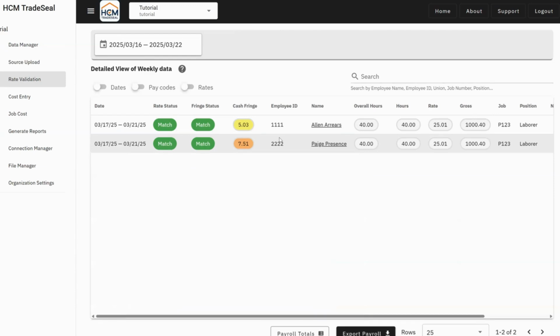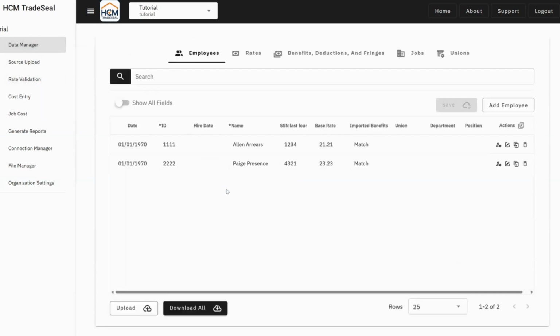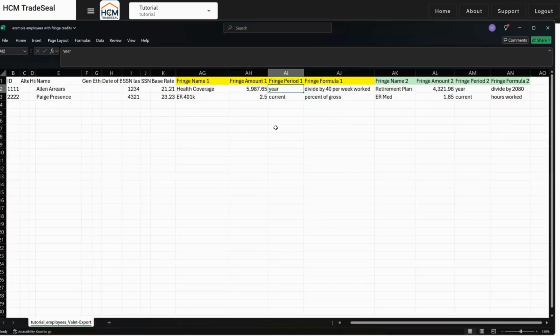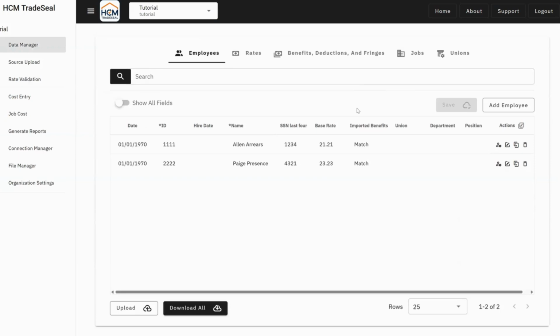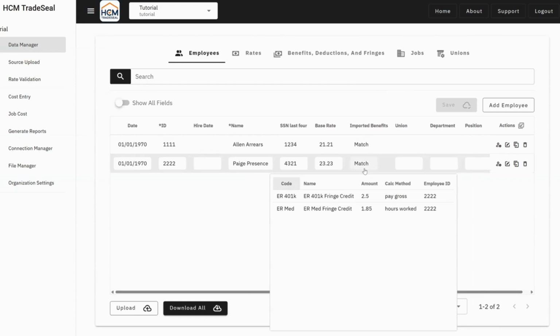So that's an overview of how to configure the employees. Let's review. We had a few components. One was the employee data itself. We did provide an example upload, which had a few different employer paid fringe credits in the data. We're able to see this in Data Manager by hovering over the imported benefits match.